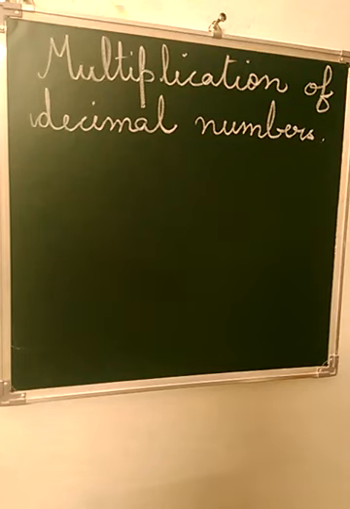Okay, children, so we started with the decimal. Now today we will go through a new topic, that is multiplication of decimal numbers. That is, how do we multiply two decimal numbers. So let's start with an example.